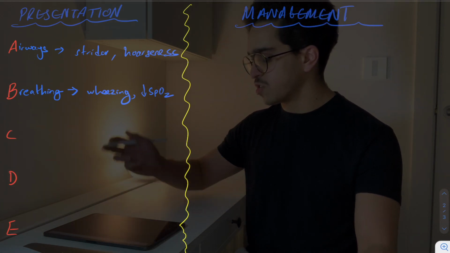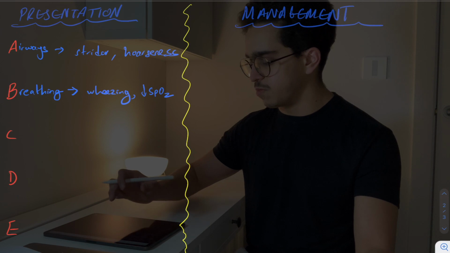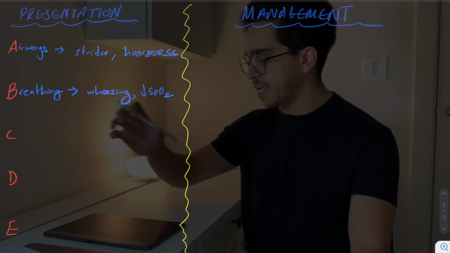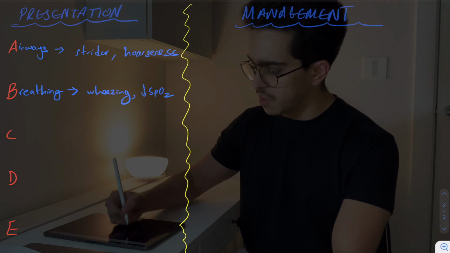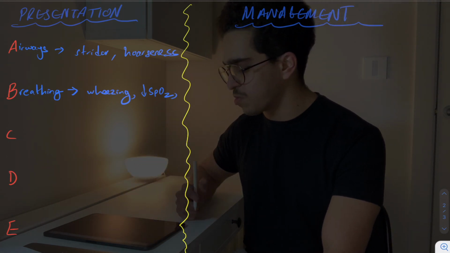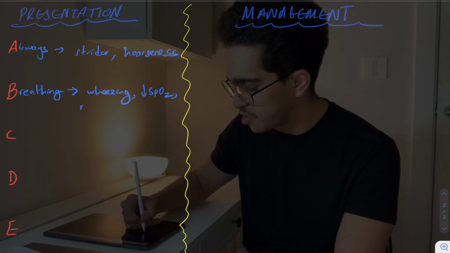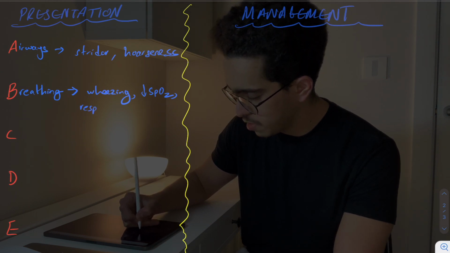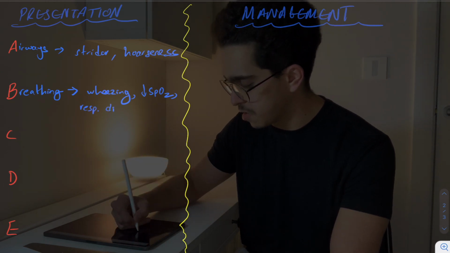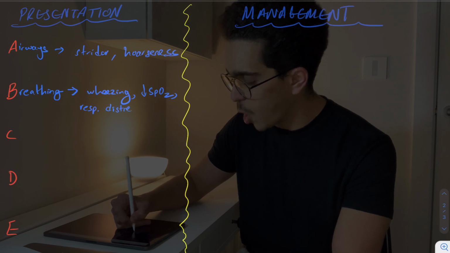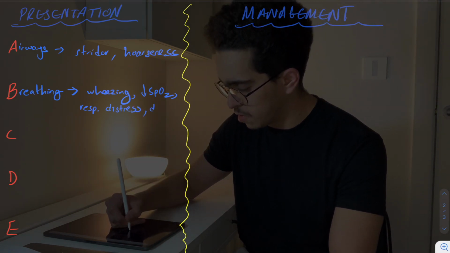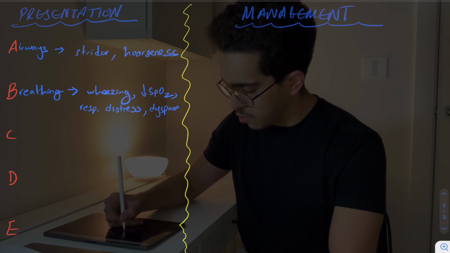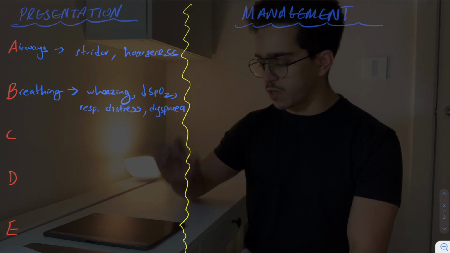Because of the airway obstruction and bronchoconstriction, there's less air going to the alveoli, less oxygen in the body, and the patient is going to have so much trouble breathing. The patient is going to be in respiratory distress, and they're going to be dyspneic. They're going to have a hard time breathing: respiratory distress and dyspnea. Okay, we're done with airways and breathing.